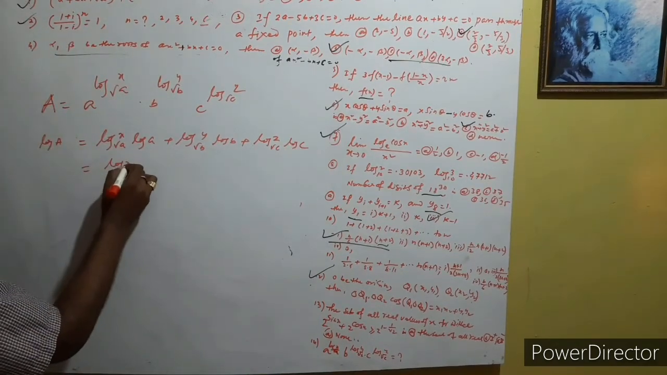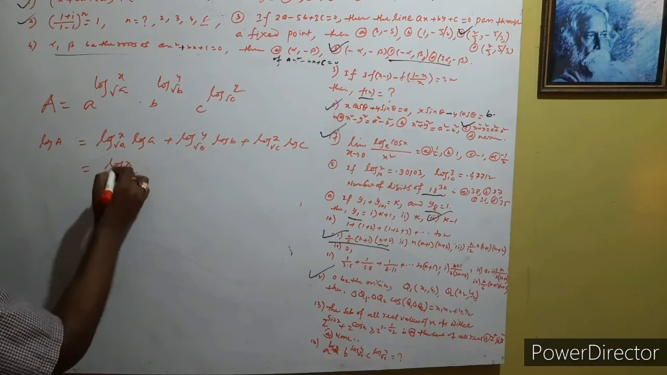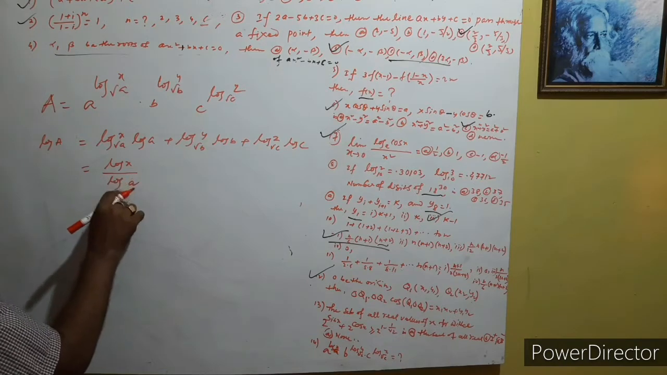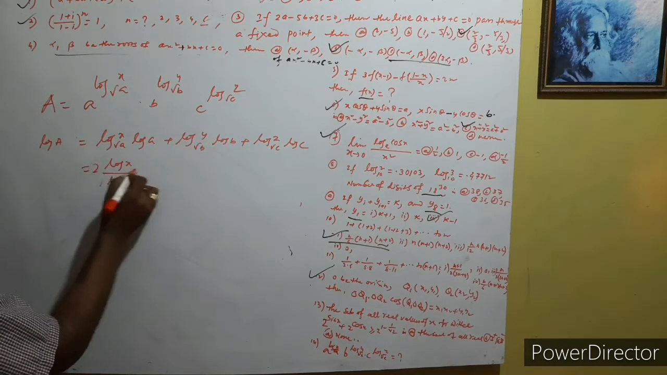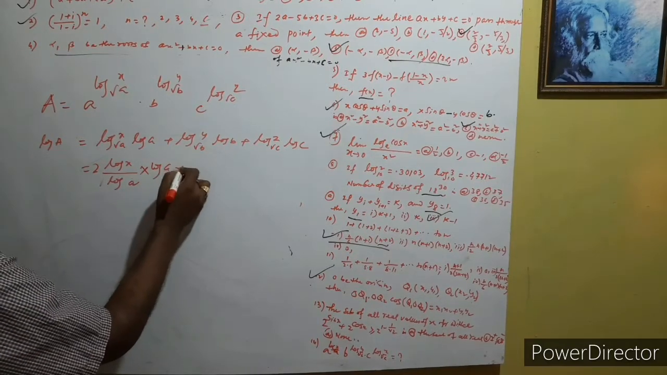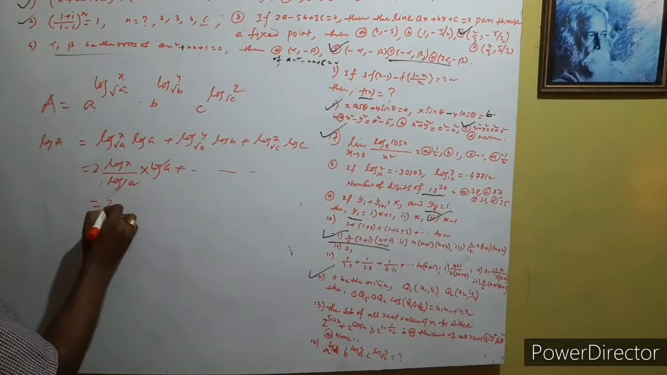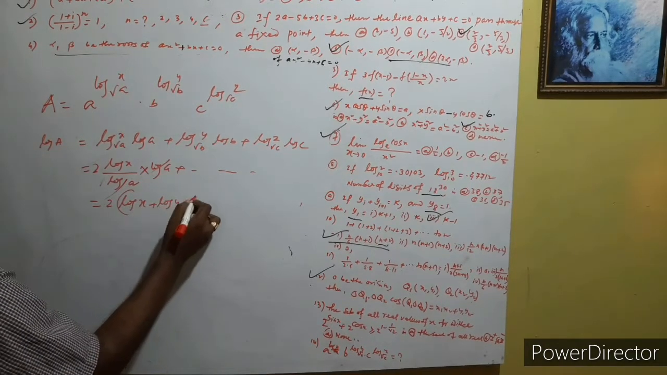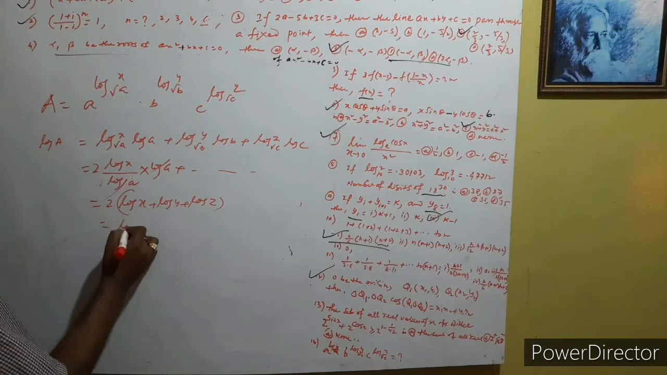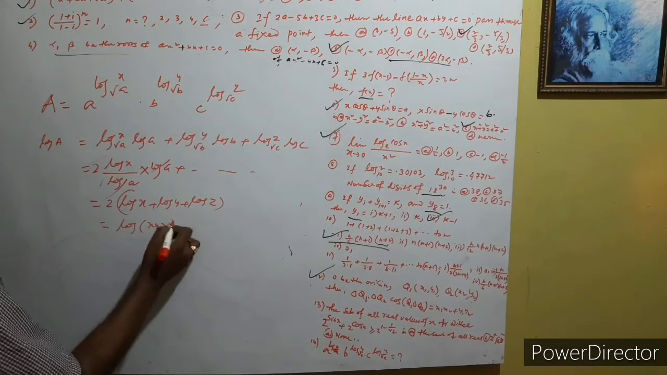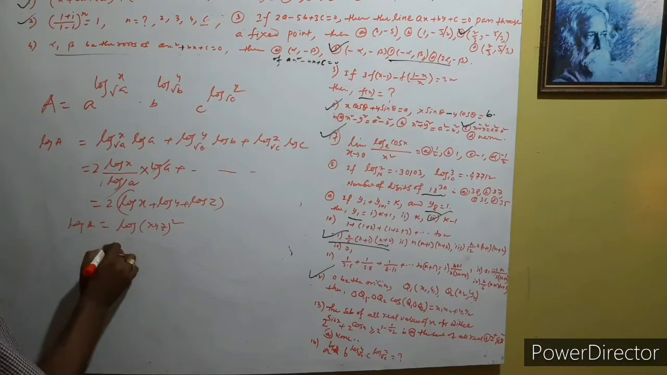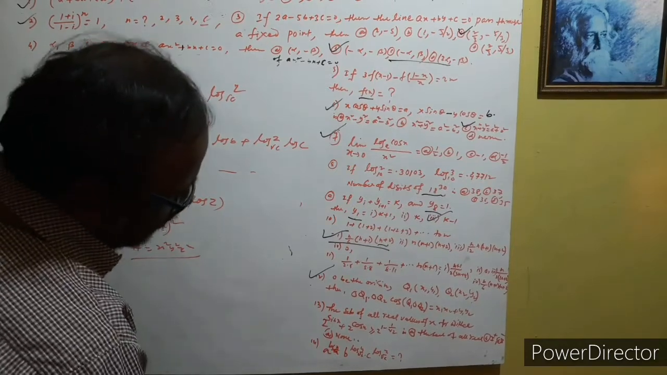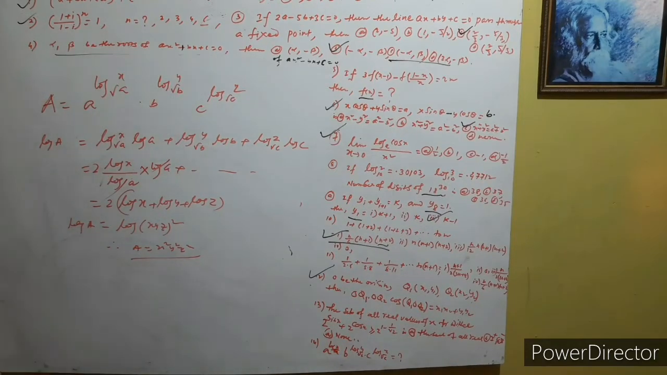So this is log x by log root a, and log root a is half, so this is 2 into log a plus and so on. This is 2 log x, log y, log z. So log of x by z whole square, and this is a. So a is equal to x square y square and z square. Okay, option to the question number here.